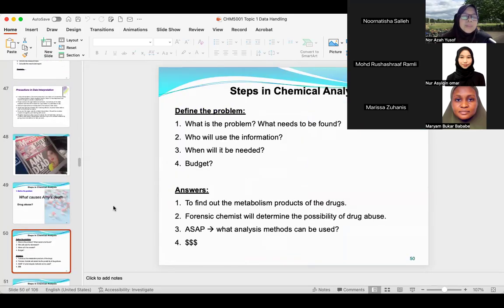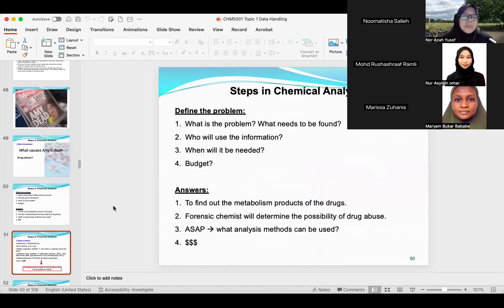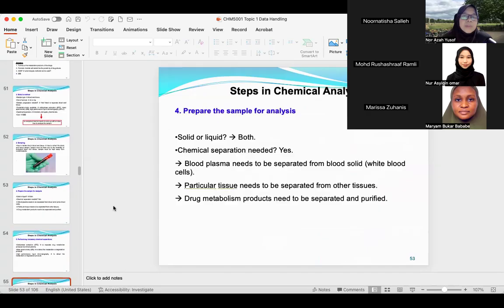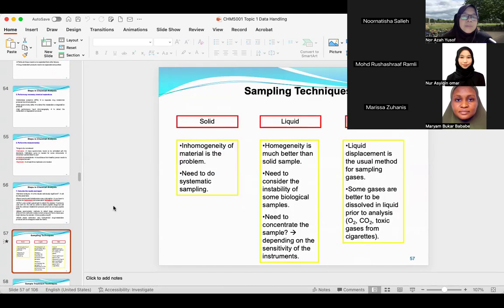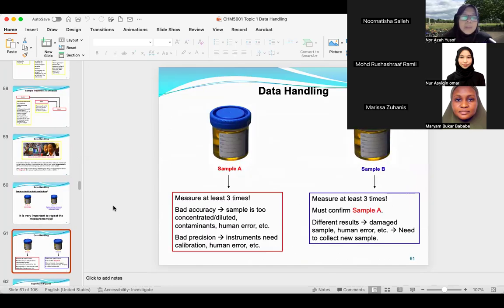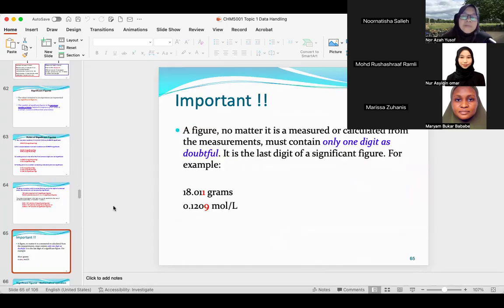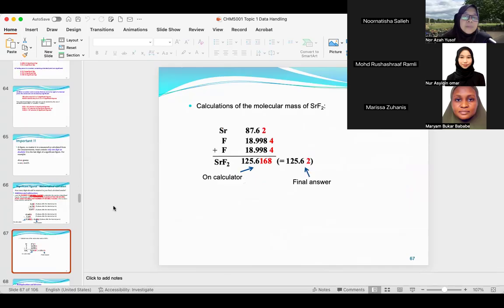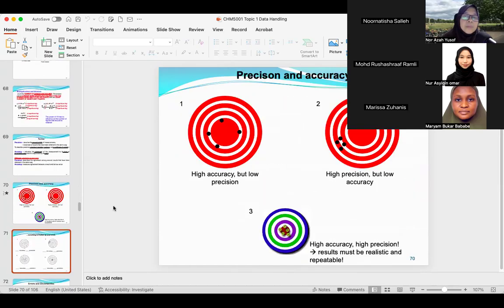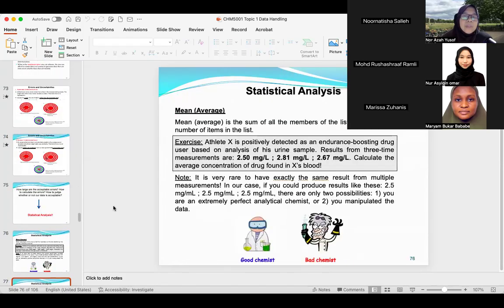Okay, in the lecture notes as well, there are some examples. Significant figures are very important. So I think we have arrived at the final one.